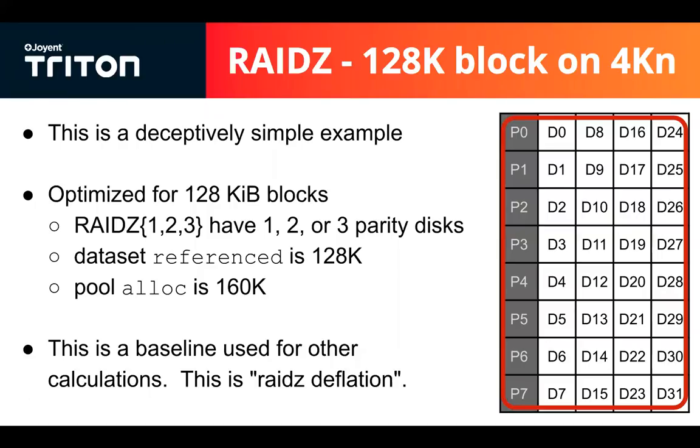The dataset referenced value will only increase by 128K. So ZFS has this notion that a 128K block is the typical size, and it will charge the reservation property on a dataset based upon how much space is being used relative to how much space would be used for 128K blocks using the same disk layout. That's confusing. We'll get into that a little bit more shortly.